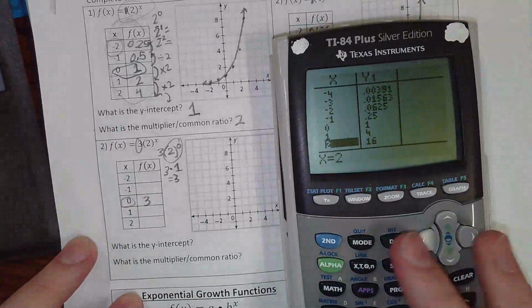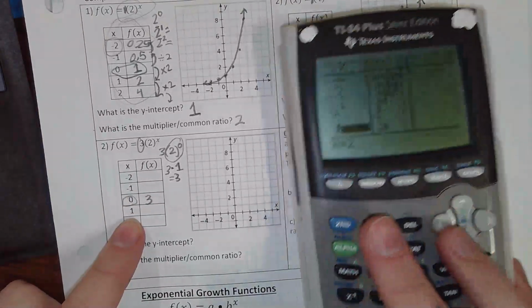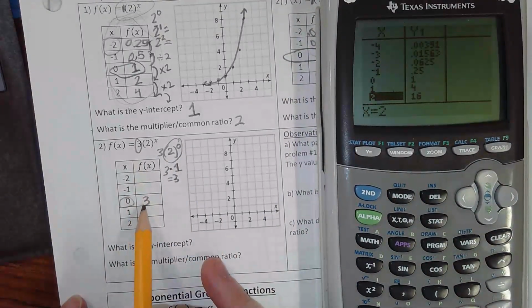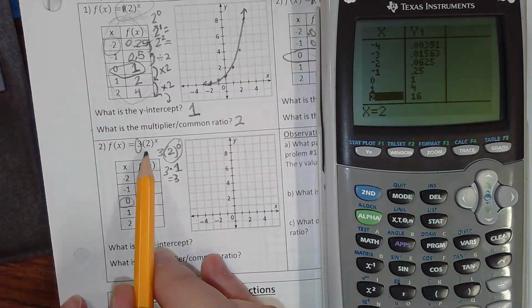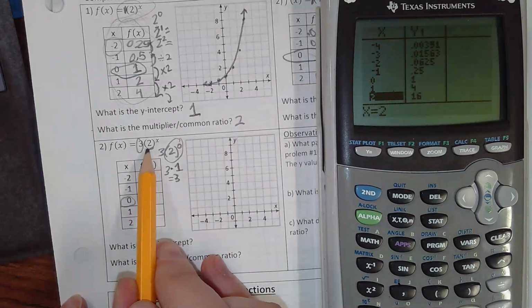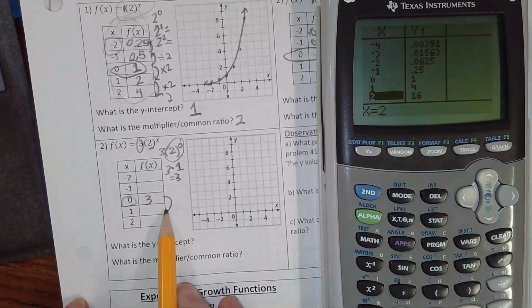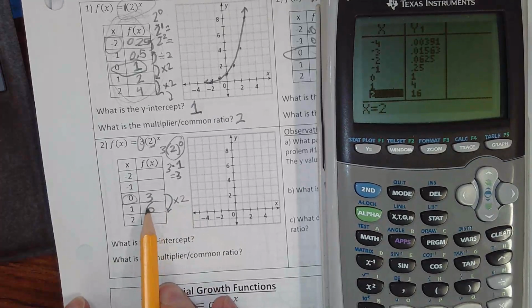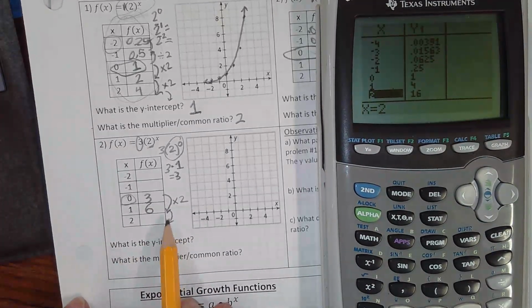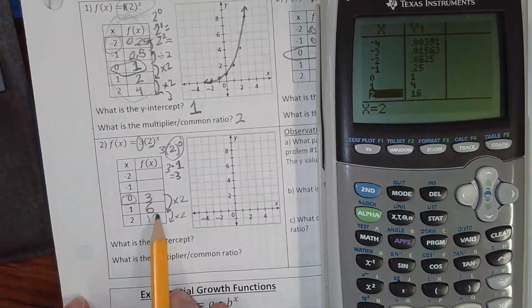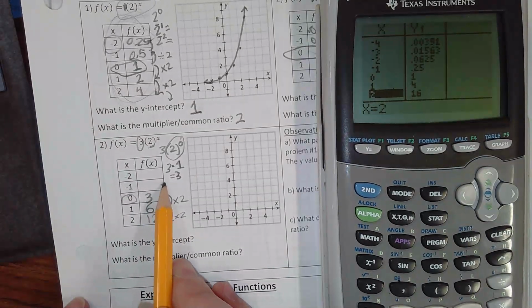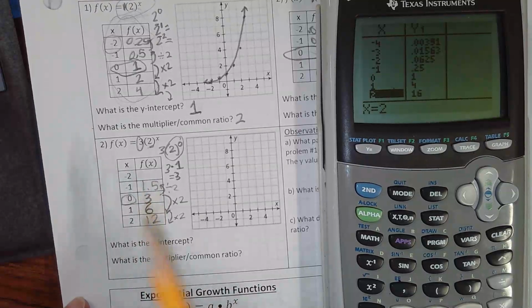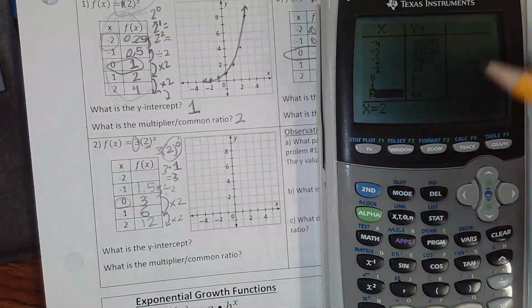Let's use our graphing calculator now to get the rest of the numbers. By the way, if the starting value is 3, what's the multiplier? 2. We can use the multiplier to get all the other numbers. 3 times 2, 6. 6 times 2, 12. Work backwards, and we can get the other numbers as well, but I'm going to use my graphing calculator.